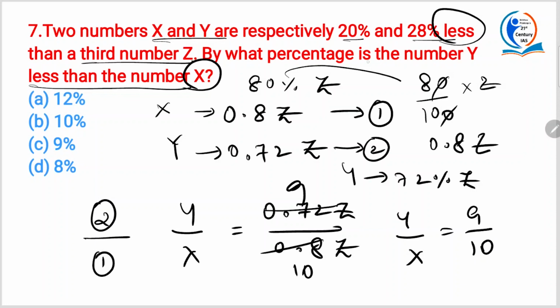So by what percentage is the number y less than the number x? So when you're calculating percentage, you have to take the difference. Percentage means the difference is 1 by with what number are you comparing? With x, right? So value of x into 100. Alright. So 10 ones are 10, 10 tens are 100. So the answer is 10%.